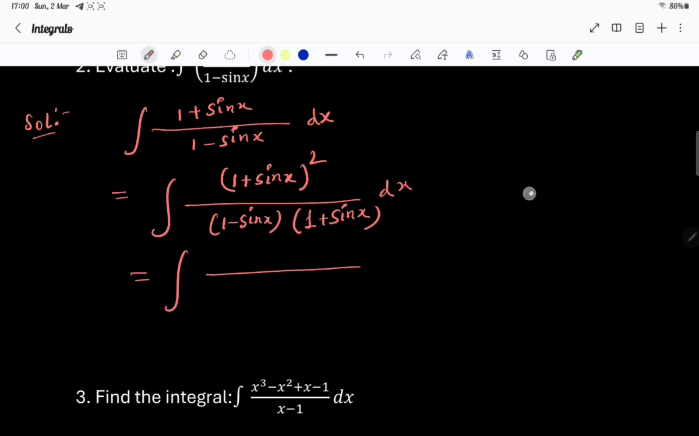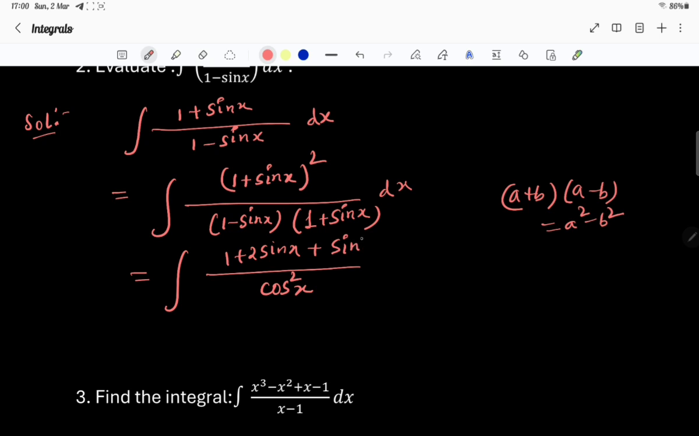As you know, a plus b into a minus b is a square minus b square. So you can write 1 minus sin square x, which is directly cos square x. And in the numerator it is 1 plus 2 sin x plus sin square x. Now you simply separate the numerator and denominator. 1 by cos square gives sec square x dx, then 2 into integration of sin x by cos x, which gives tan x, and 1 cos x remains in the denominator, so it will be sec x.